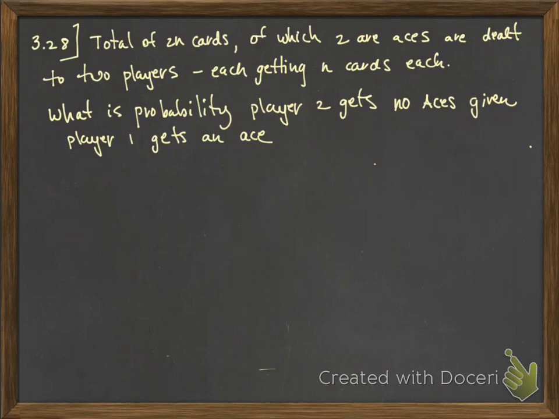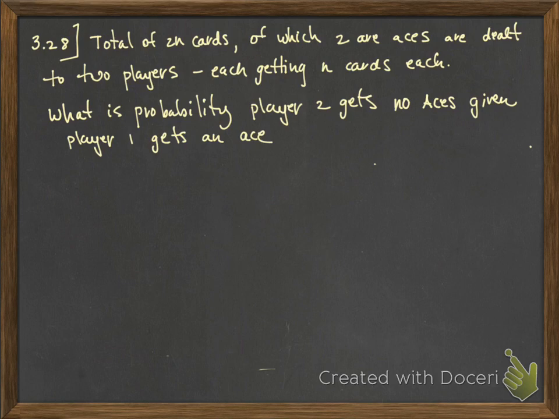Okay, so this is 3.28 in the self-test from Ross. There's a total of 2n cards, of which 2 are aces, and they're dealt to 2 players randomly, each getting n cards. What is the probability player 2 gets no aces, given that player 1 gets an ace?